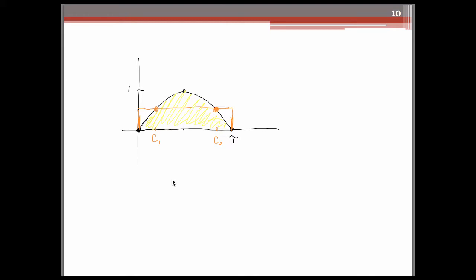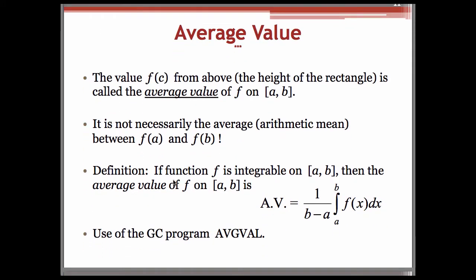Now that you've learned about the mean value theorem for integrals, this brings us to a very related idea, that of average value. Remember, f of c gives us the height of that desired rectangle. That is what we refer to as the average value of f on the interval from a to b. One thing to take note of: just because it says average value, it does not necessarily mean it is the arithmetic mean of f of a and f of b. A lot of people think you can just add together f of a plus f of b and divide by 2. No, you cannot do that. It's really representative of the height of the rectangle.